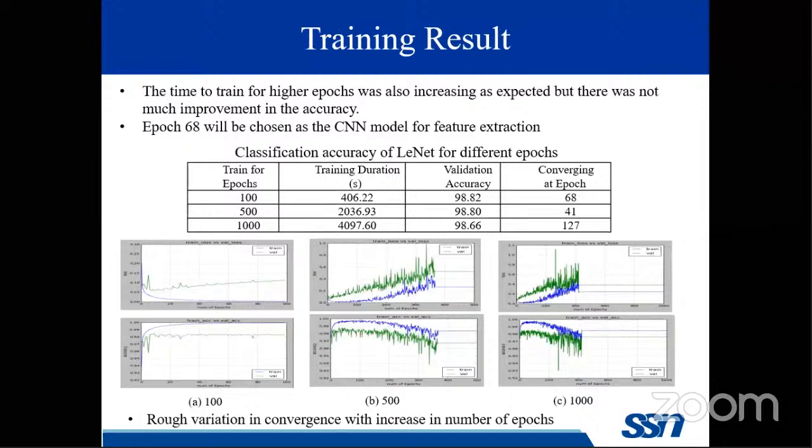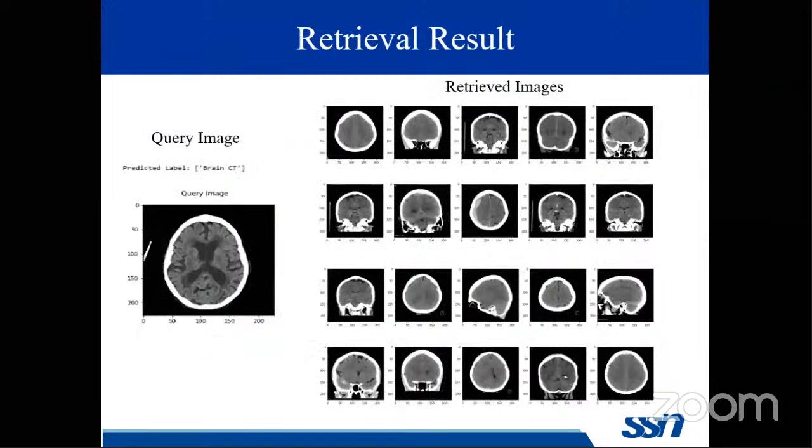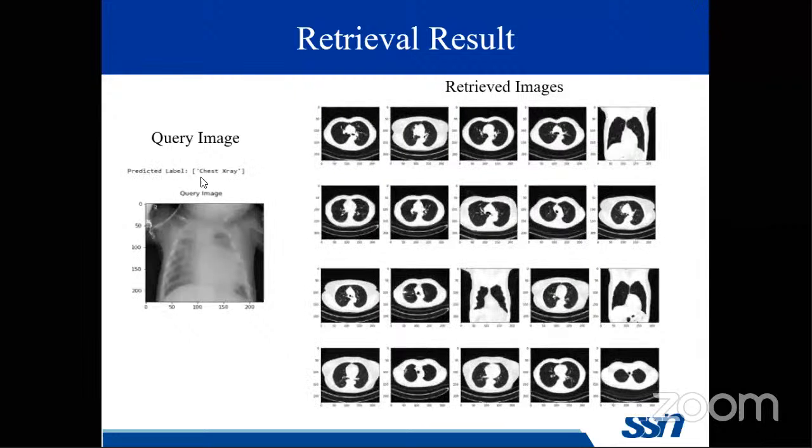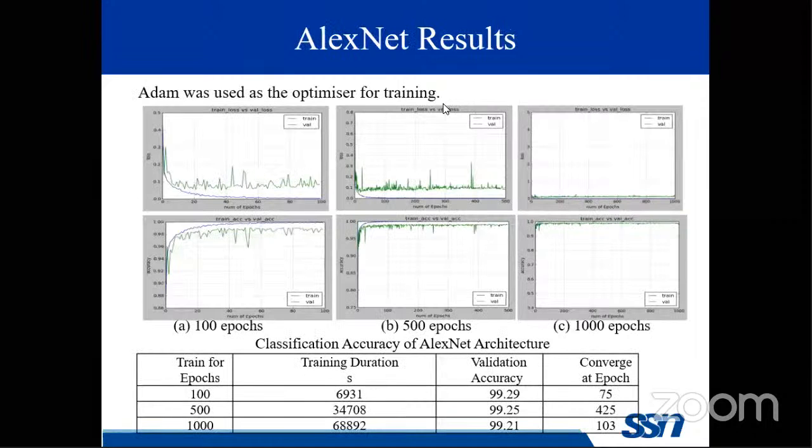Once you get the results using LeNet, this one is about brain CT, where the query image is given, and you are almost getting similar kinds of images, except one or two. In liver CT, again you are getting similar images, but in the case of chest X-ray you don't get any relevant images retrieved here. It's entirely irrelevant.